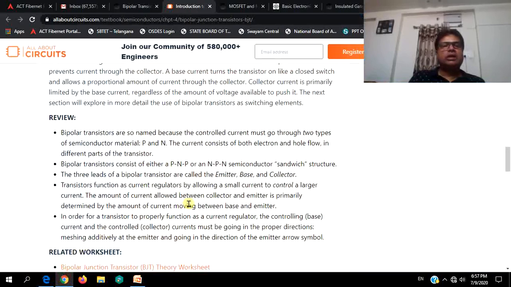You will have just a glimpse over what the experts say. These transistors are so named because the controlled current must go through two types of semiconductor material, P and N. That is why it is called a bipolar transistor. It consists of both electron and hole flow in different parts of the transistor. The transistors function as current regulators by allowing a small current to control a larger current. As we have discussed, a small base current controls a large current, from emitter to collector or collector to emitter. So it is a current controlled device.